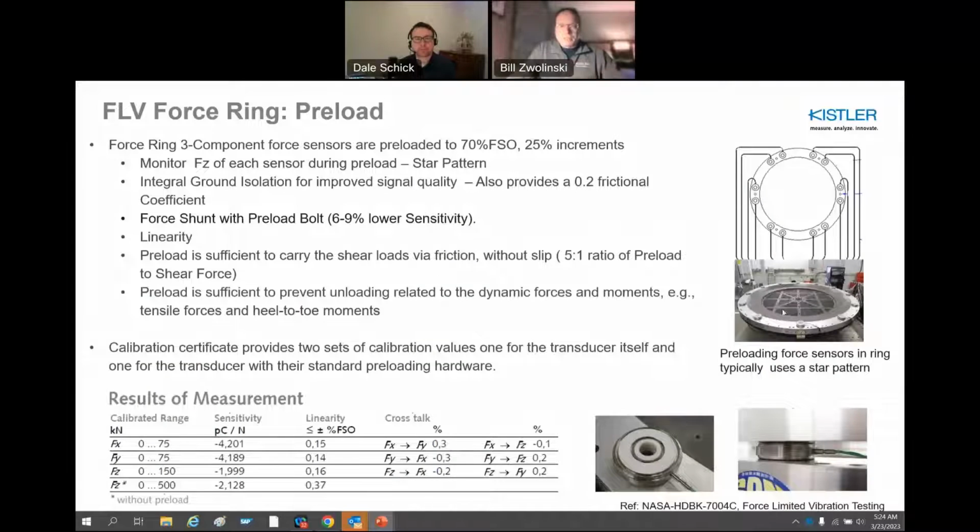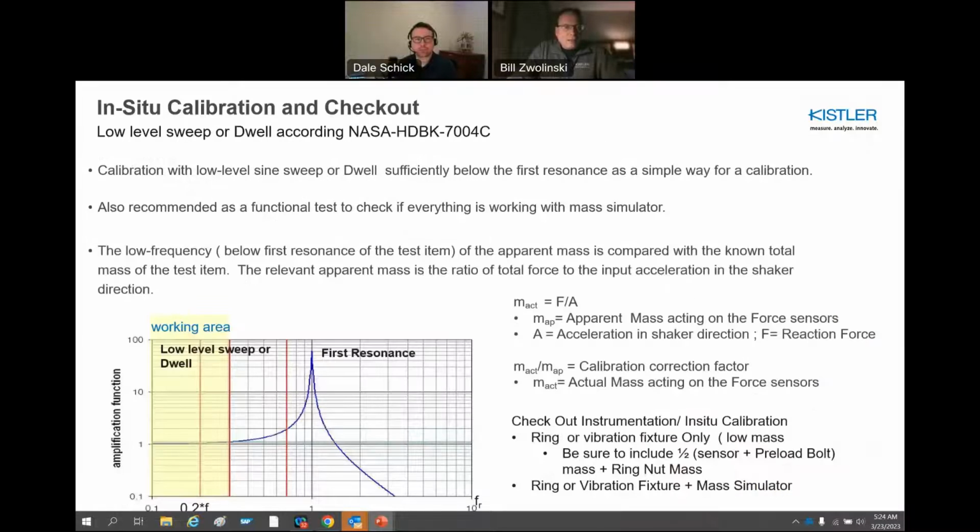Force ring preload, I just want to show what it looks like. You lay the sensors down. You're obviously putting the top plate on and then doing the preload operation. As I indicated earlier, you have the shunt effect where you're getting a lower sensitivity. But after you have this all put together, we're going to also have to calibrate the vibe fixture. And how is that done? How that's done is really by measuring the apparent mass.